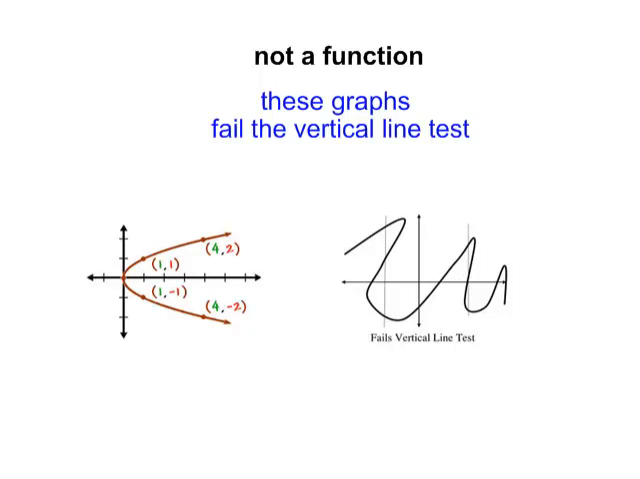We have a sideways parabola. As I drag this vertical line across this parabola, you should see that I am crossing it in more than one spot. When x is 1, I have a y that is 1. I also have a y that's -1. When x is 4, I have a y that is 2. I also have a y that is -2. This sideways parabola is not a function. And this graph is also not a function because it fails the vertical line test.